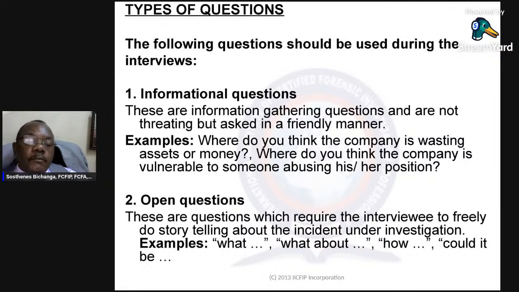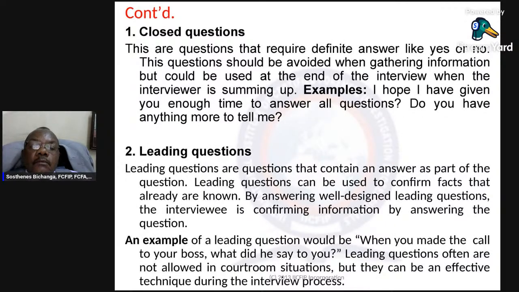Next, leading questions. This is a continuation from the previous slide. So the numbering is wrong. You can change this one to 3 and this one to 4.